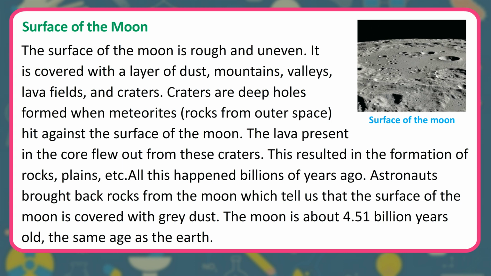Astronauts brought back rocks from the Moon which tell us that the surface of the Moon is covered with grey dust. The Moon is about 4.51 billion years old, the same age as the Earth.